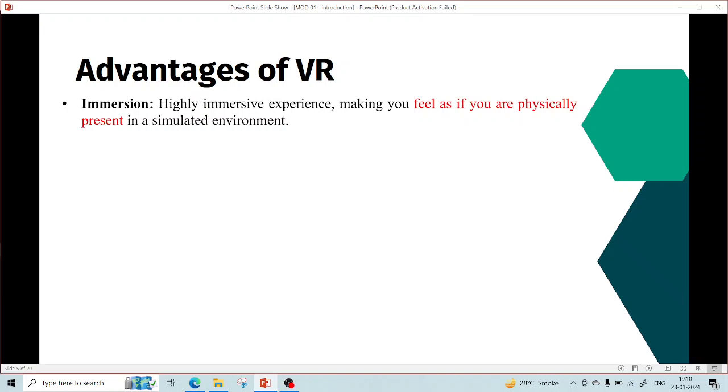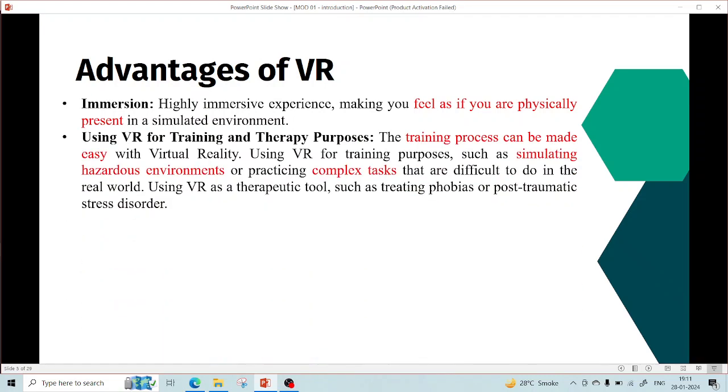Something like a flight simulator: if a pilot is trying to understand how to fly a plane, as long as you can create the realistic environment, that is the advantage of virtual reality, without actually creating that environment. The same goes for your driving license practice, and for F1 drivers, the simulation of the driving environment. All those things can be done, specifically in the automobile domain. So that is immersion. Highly immersive environments are a good advantage in virtual reality.